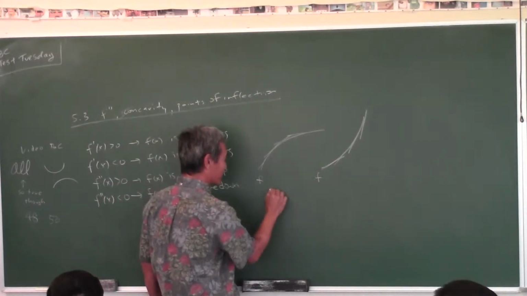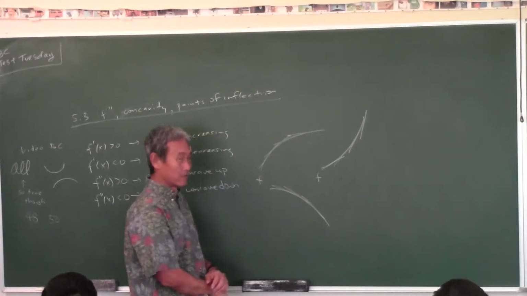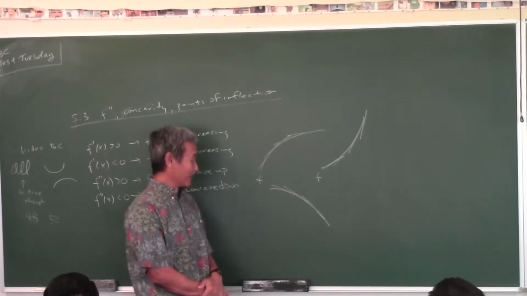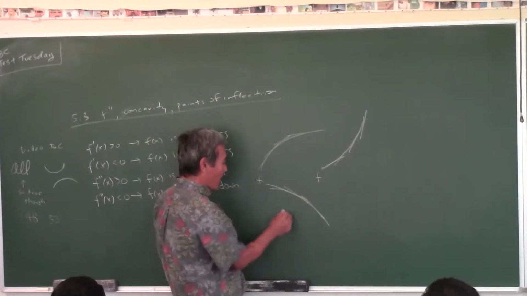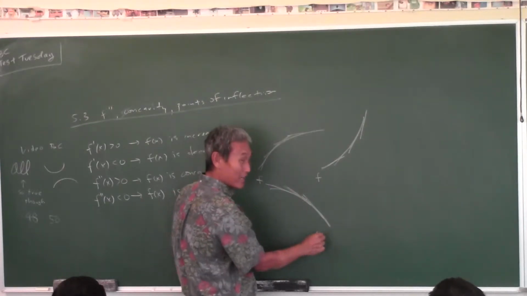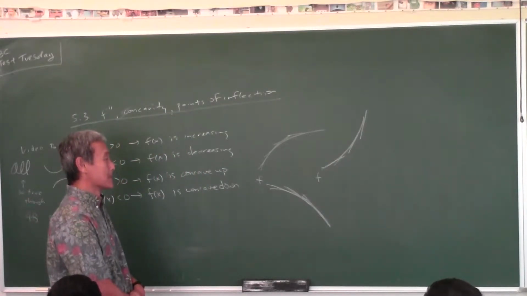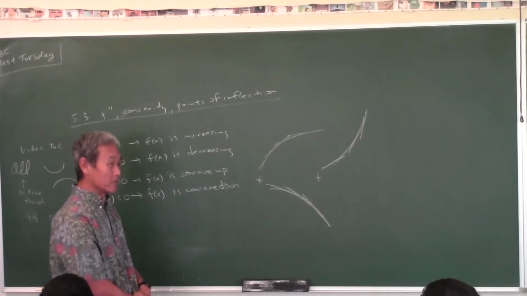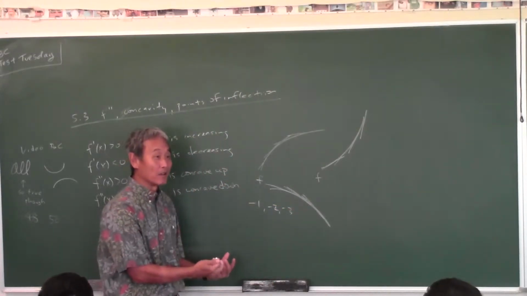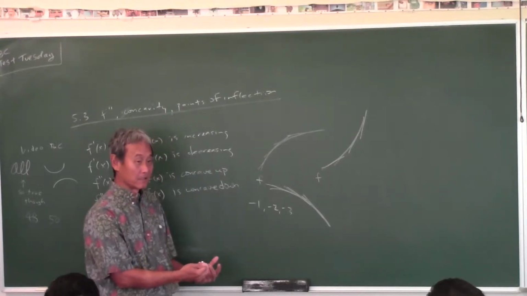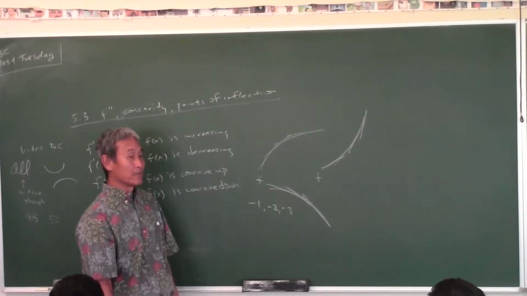Now, what about decreasing? What if the function is decreasing like this? What can you say about the slopes? Are the slopes getting bigger or smaller? Look, it's like -1, -2, -3. Those numbers are getting smaller. So you say decreasing at a decreasing rate? Decreasing means it's getting smaller.